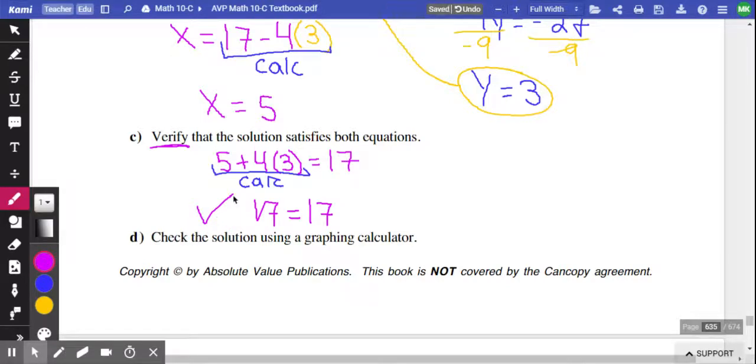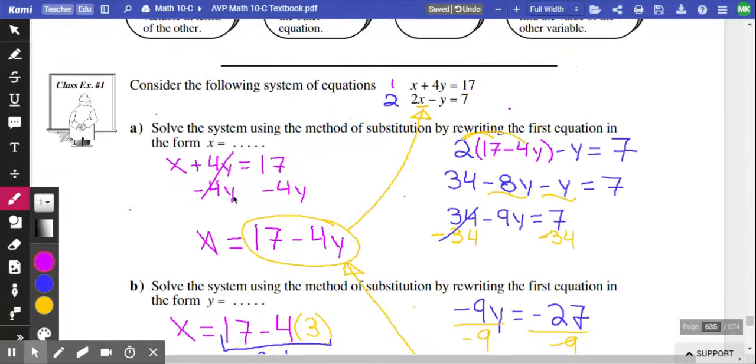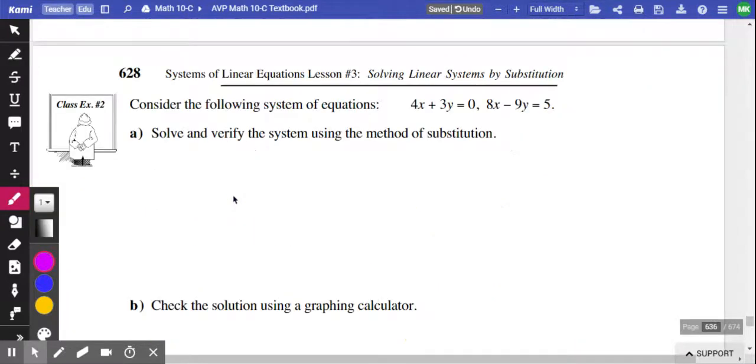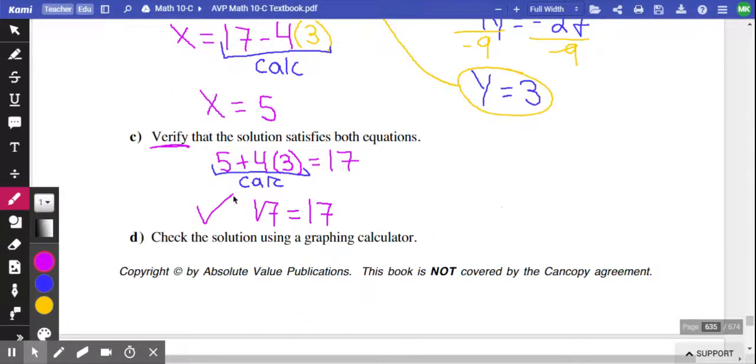You should also verify that the second equation works. All right, so you go to the second equation, you do the exact same thing. You change x to be 5, y to be 3. So I'm going to have 2 times 5, and then minus 3 equals 7. It looks like this. 2 times x, which is 5, minus y, which is 3. And according to our equation, it should equal 7.